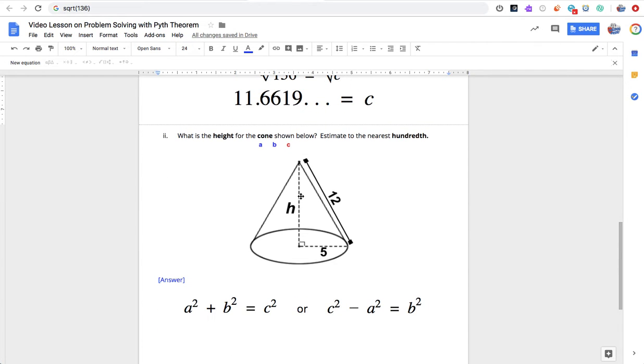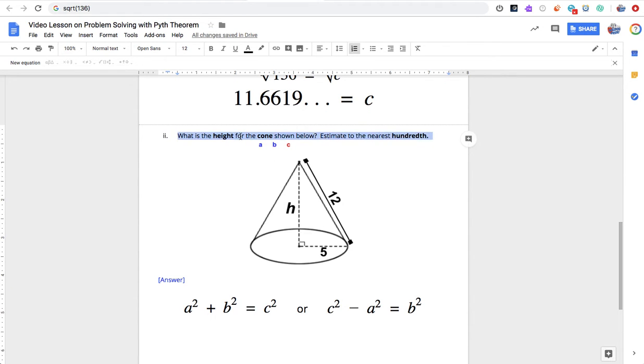Now you're going to pause the video lesson and you're going to take some time to try to figure out what is the height, h, for the cone that's shown below, and you're going to estimate to the nearest hundredth. Welcome back. The important thing to see for a three-dimensional cone is that potentially we could have a two-dimensional right triangle standing up inside that cone if we use the height, the radius, and then the slanted height. That's what we have here.